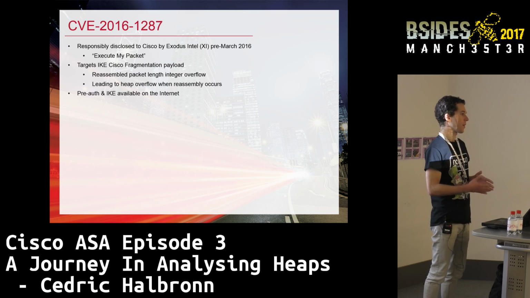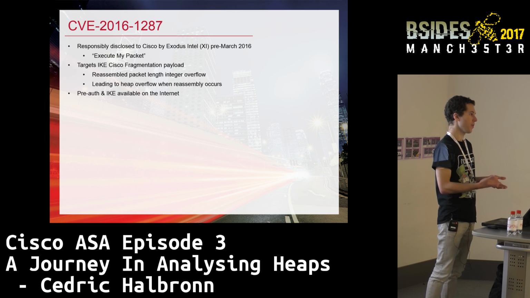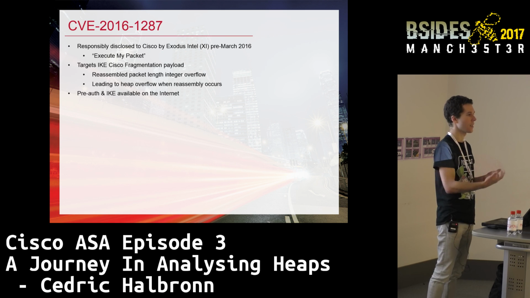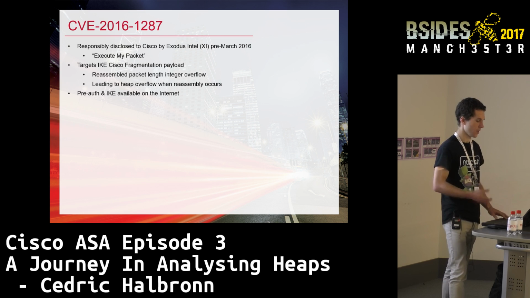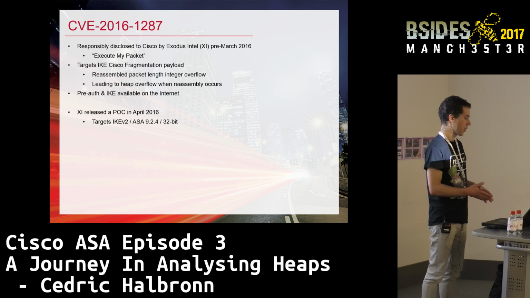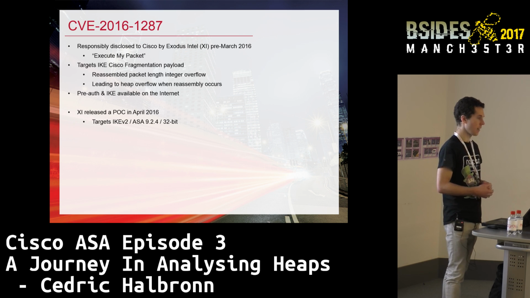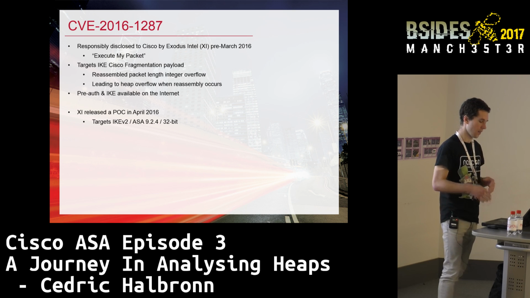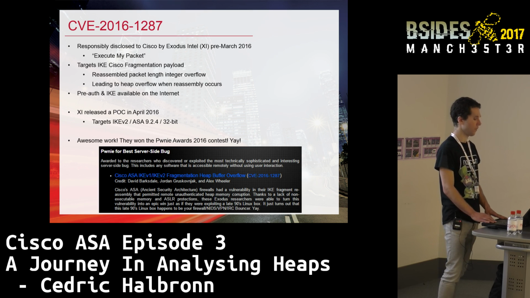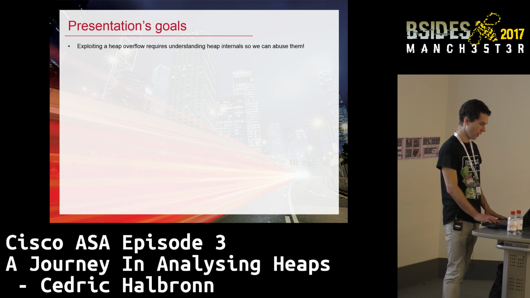What is really interesting about this vulnerability is it's pre-auth. IKE is used to establish a VPN, so the VPN is not established yet. So it's pre-auth, and IKE is available on the internet everywhere because it's used for the VPN. They released their exploit in April 2016, and their exploit targeted IKE v2, a specific ASA version 9.2.4, and 32-bit only. It's pretty awesome research if you think about it, and they actually got the Pwnie Award of last year, so it was pretty cool.